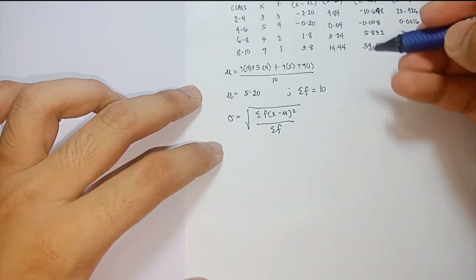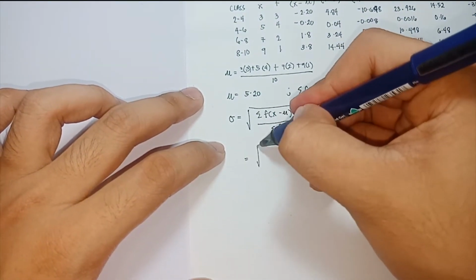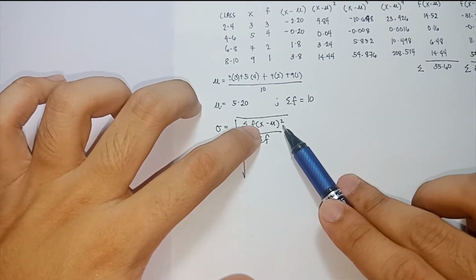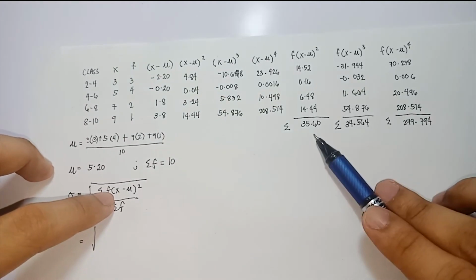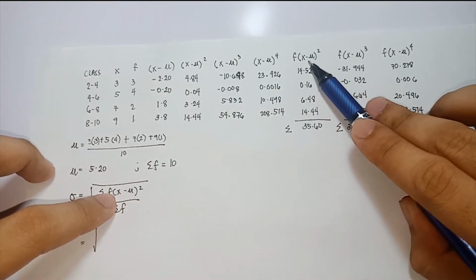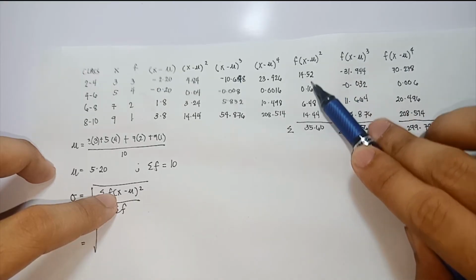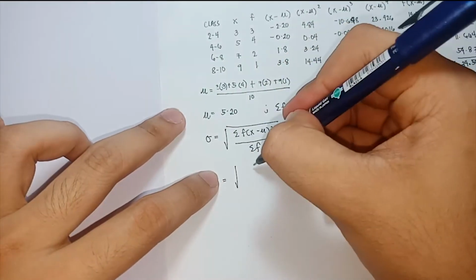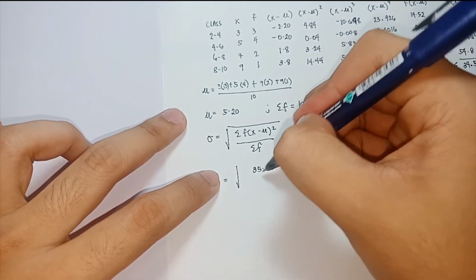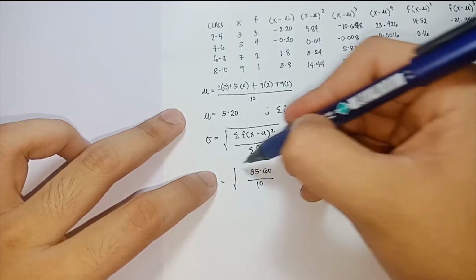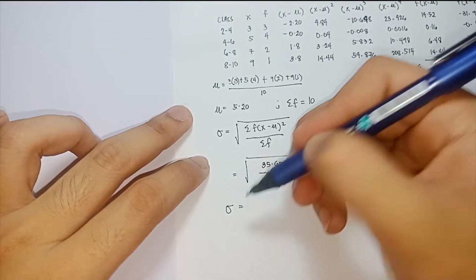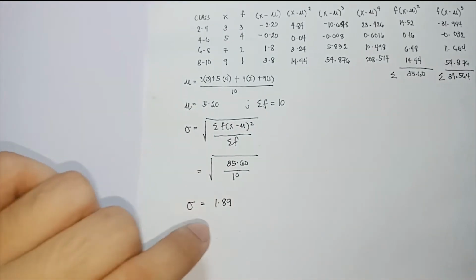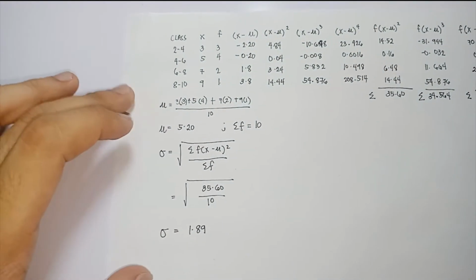Okay? So, using this formula, we have the square root of summation of f multiplied by x minus mu squared. Ito yung f multiplied by x minus mu squared, then, summation, 35.6. Ito yon. Okay? So, this is 35.6 all over 10. So, again, using our calculator, the answer is 1.89. That is our sigma. Hindi pa yun yung ating skewness and kurtosis, ano?